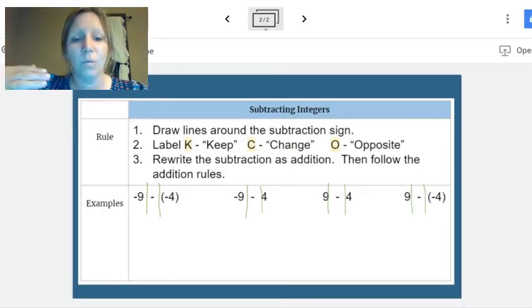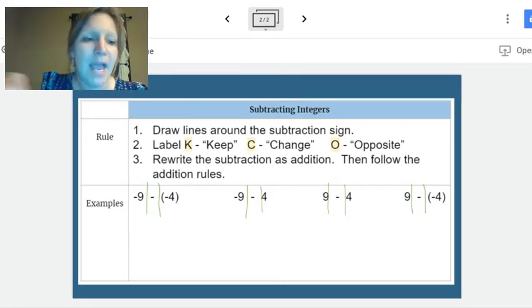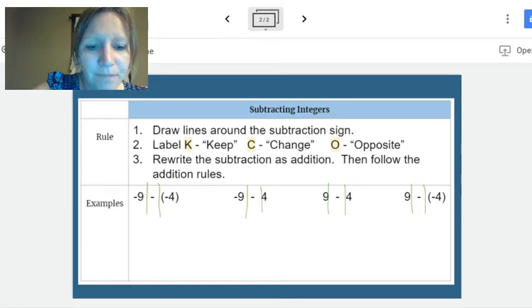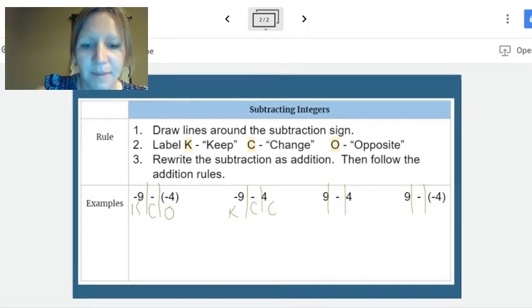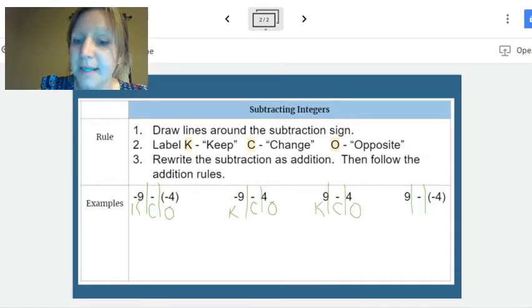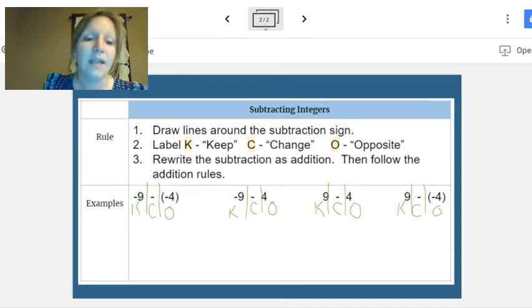And then we're going to use a method called keep, change, opposite, or keep, change, flip. I like to label them just so I remember. Keep, that's a K, change, opposite. And so you're going to rewrite these subtraction problems as addition problems.